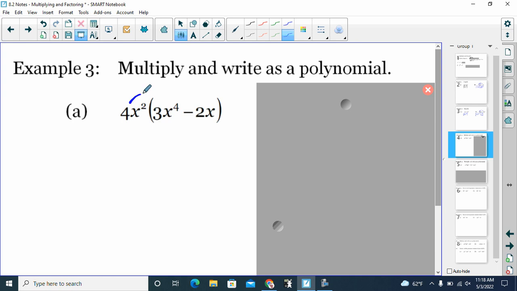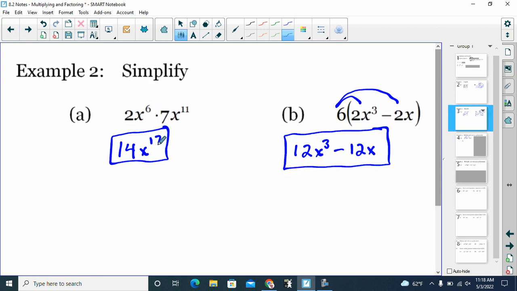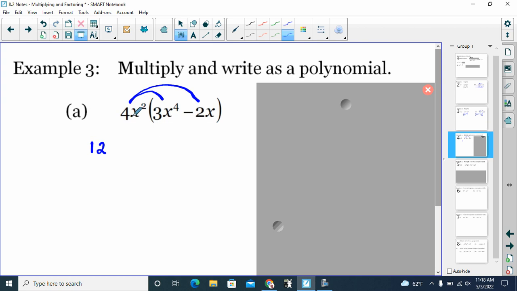So I'm going to take 4x squared and I'm going to multiply it by this. And then I'm going to take 4x squared and multiply it by this. So 4x squared times 3x to the fourth. 4 times 3 is 12. x squared times x to the fourth. When we multiply, we add up the exponents. 2 plus 4 is 6. So that was this times that.